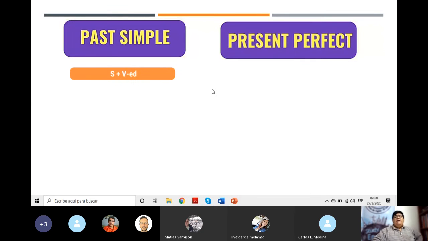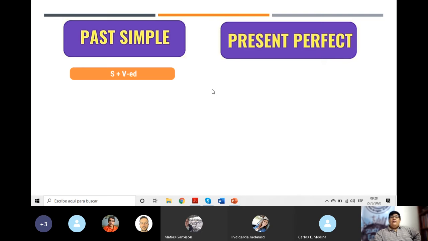So we have the past simple and the present perfect. The past simple is formed by the subject plus the verb with ed. And remember that in some cases, the verb can be irregular. So when the verb is irregular, we have to learn which is the past simple form of it. Some irregular verbs are see, saw, fly, flew, and a lot more.